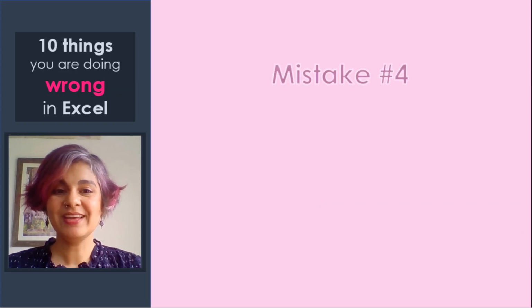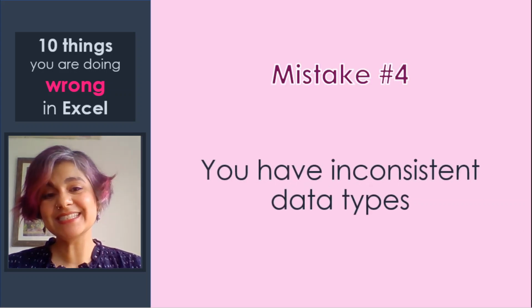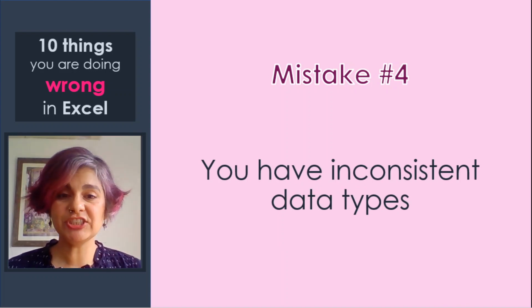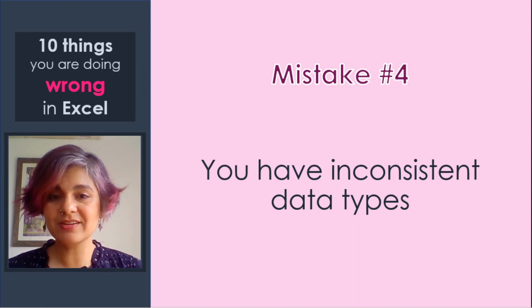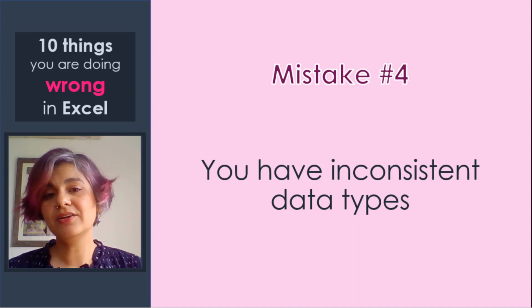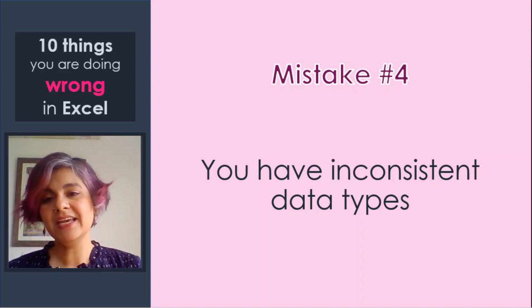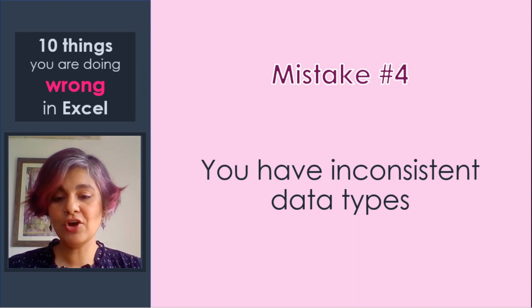Mistake number 4, you have inconsistent data types. So when you're working in a spreadsheet and with any kind of data, you can have data which is numerical, you can have data which is like a text. It's really important for you to have this kind of consistency within all the data within a certain column.